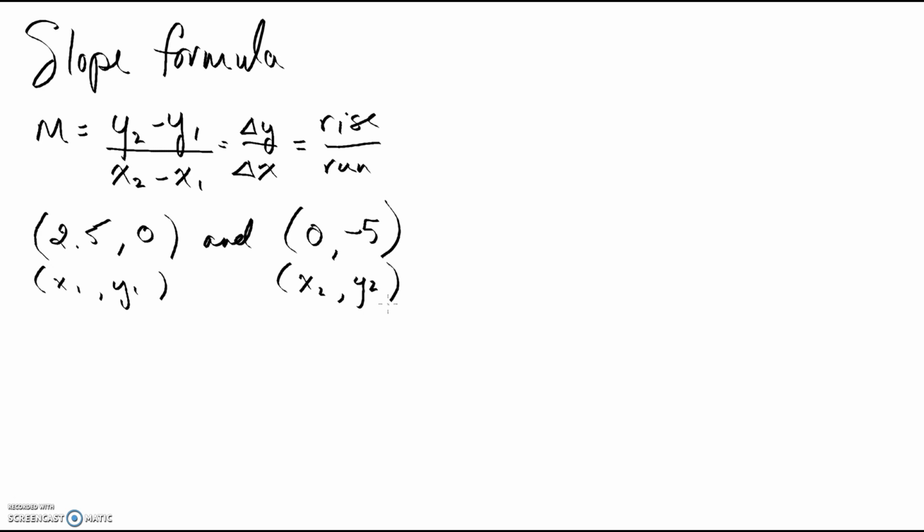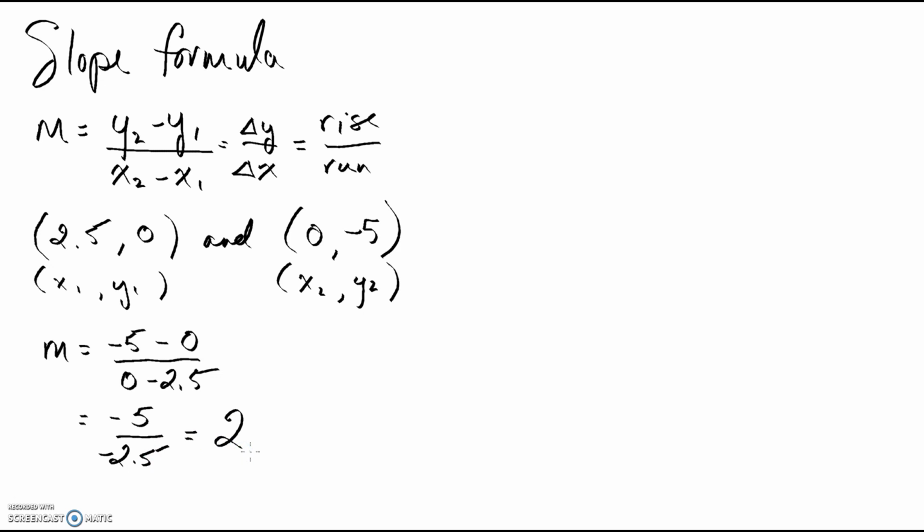Pause the video and calculate the slope. So m is equal to y2 minus y1. y2 is negative 5. Subtract 0. Over x2, 0. Subtract 2.5. Okay, that leads us to minus 5 over minus 2.5. This reduces to positive 2. And that's the slope we found for that line before anyway, by putting it in slope-intercept form.